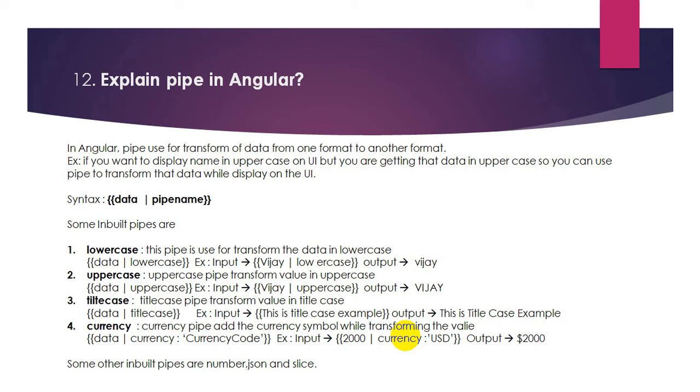For example, you are getting some data from your database, and while displaying it on the UI, you want to change the format of that data. Then with the help of pipes, we can do that. We have inbuilt pipes and we can create our custom pipe as well. Some of the inbuilt pipes are lowercase, uppercase, title case, currency, number, JSON, and slice pipe.